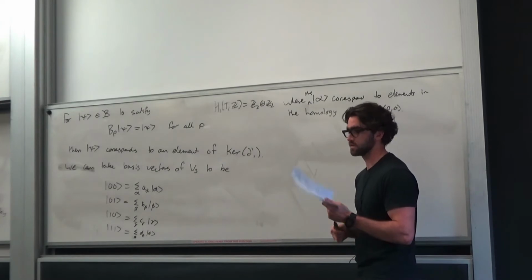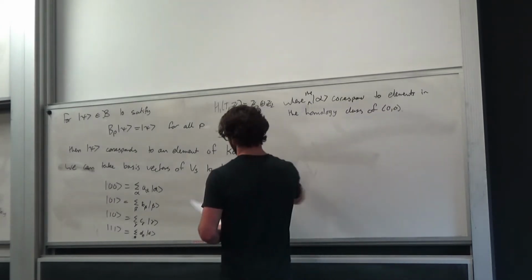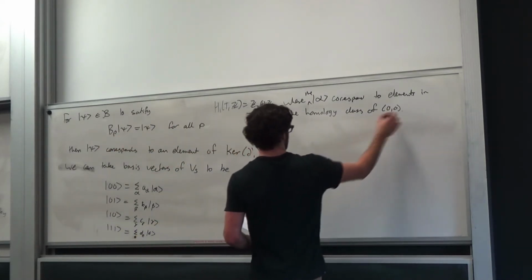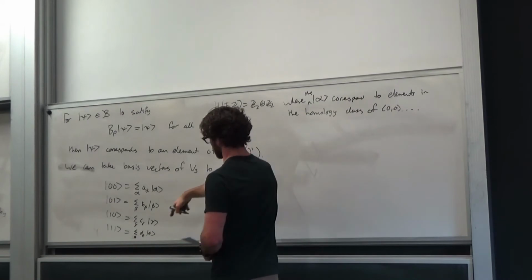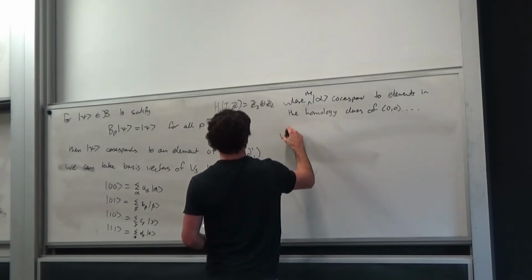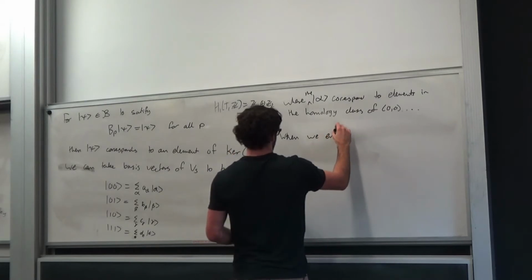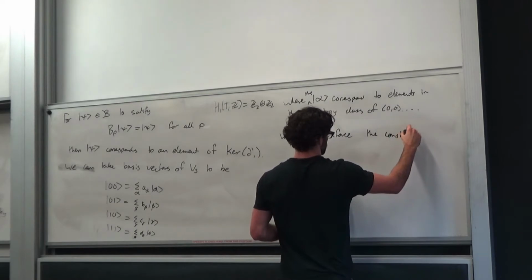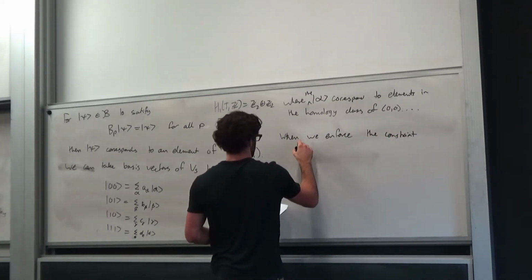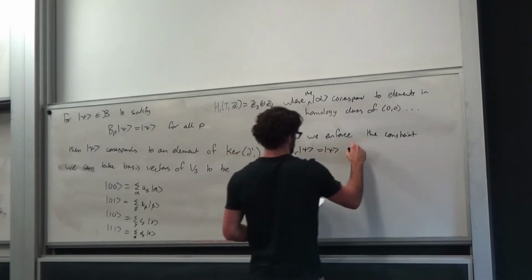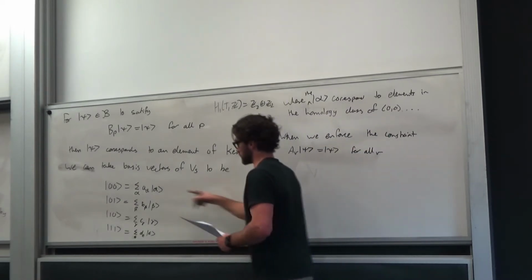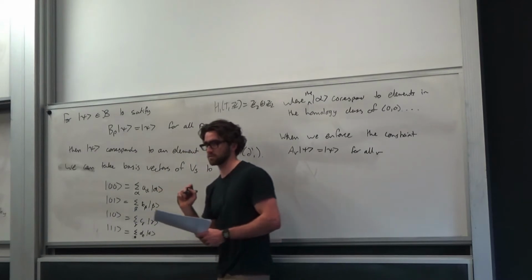So far we've only considered the BP constraint here. If we start to consider the next one, I'll just write dot dot dot, which says what I just said. When we enforce the next constraint, this constraint is going to say that all of these coefficients are going to be equal.